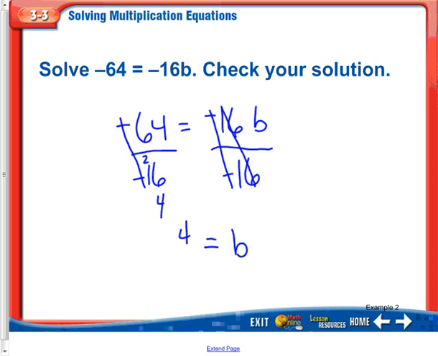So that does give me 64. So I'm going to have a positive 4. 64 divided by 16 is a positive 4. Because as we see, the negatives canceled out. A negative divided by a negative is a positive.